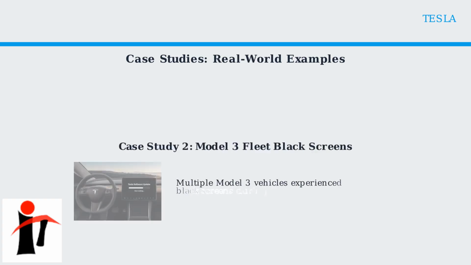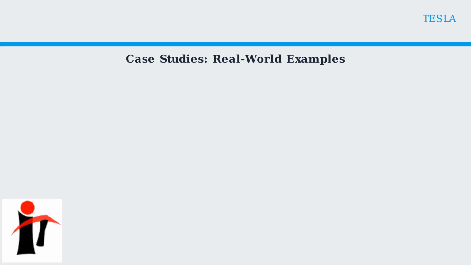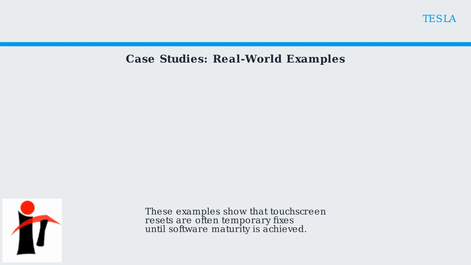In the second case study, a fleet of Model 3 vehicles in California experienced black screens during a software migration from version 11 to version 12. This bug affected the touchscreen display, requiring owners to perform hard resets to restore functionality. Fortunately, Tesla deployed an emergency over-the-air patch within hours, resolving the issue for all affected vehicles without the need for service center visits. These real-world examples demonstrate that while touchscreen resets are effective temporary solutions, they often highlight the need for ongoing software improvements and over-the-air updates to achieve full system reliability.